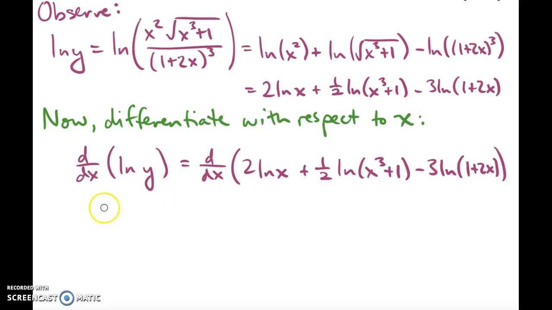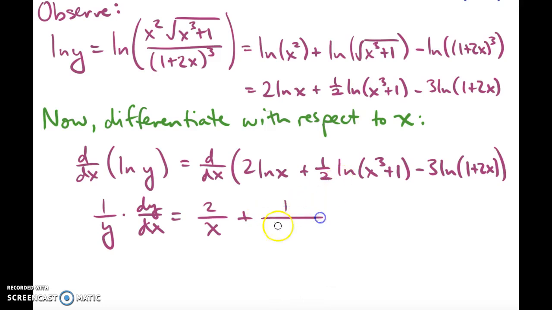So we've got implicit differentiation here, which is effectively just the chain rule. We've got 1 over y times the derivative of y with respect to x. Here we're breaking up the sum, so the derivative of the first one would be 2 times 1 over x, so 2 over x, plus 1/2 times 1 over this input times the derivative of the inside, which was the 3x squared. So I'm using the chain rule.